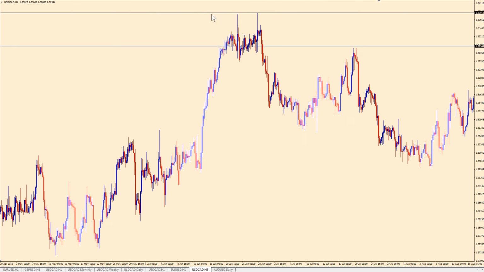The highest level is right there, and then I'm going to add this one. This is the highest close. So this is the rejection zone of this major top.